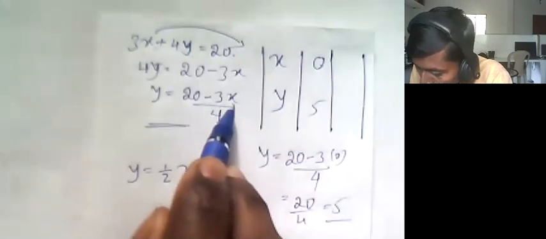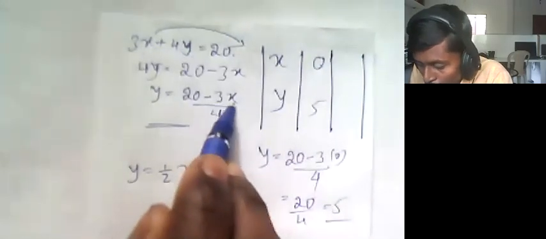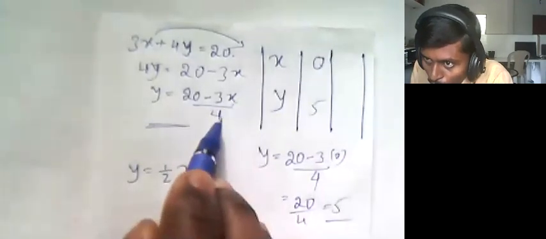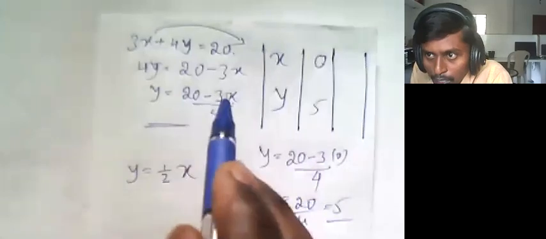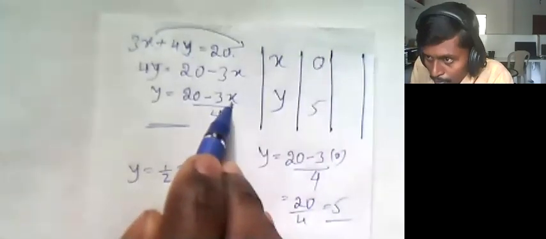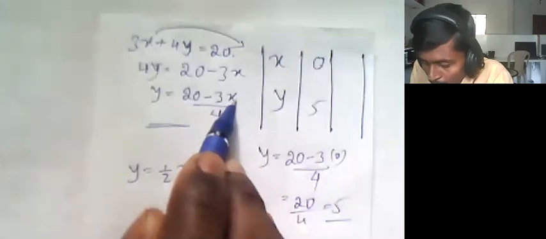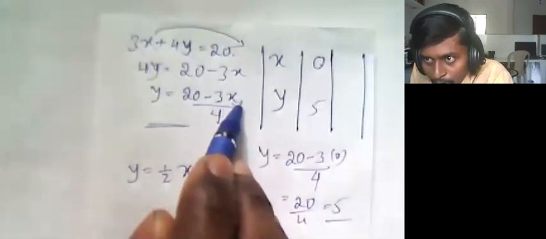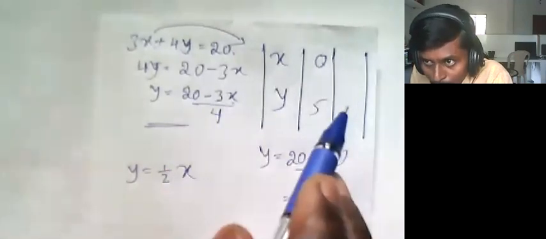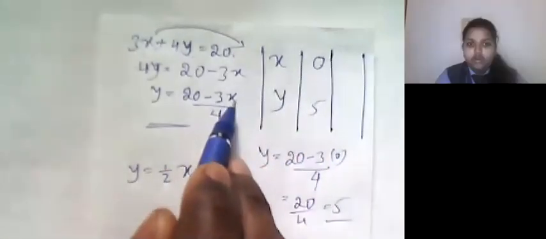Next, put x is equal to 2. What happens? 3 into 2 is 6. 20 minus 6 is 14 by 4. Again it becomes a fraction. Leave it. Put x is equal to 3. 3 into 3 is 9. 20 minus 9 is 11. 11 by 4. Again you will get a fraction. Leave it. Put x is equal to 4.